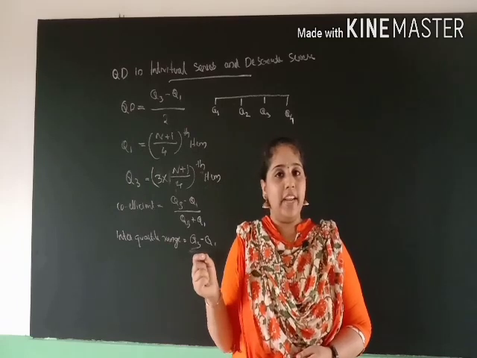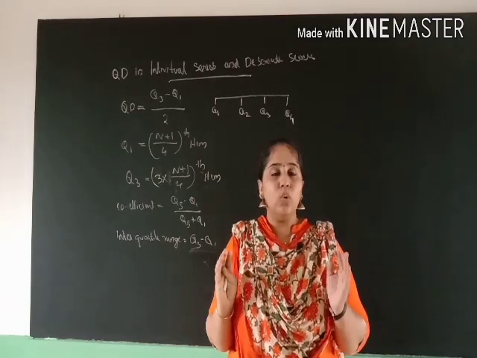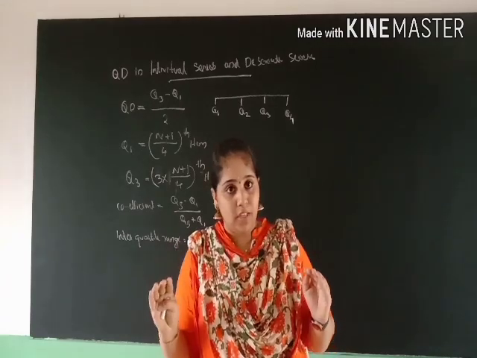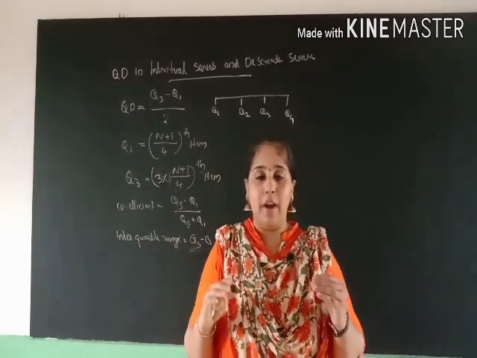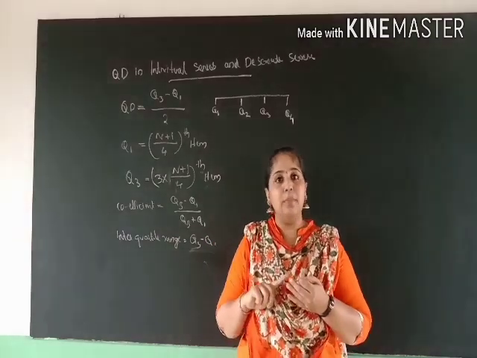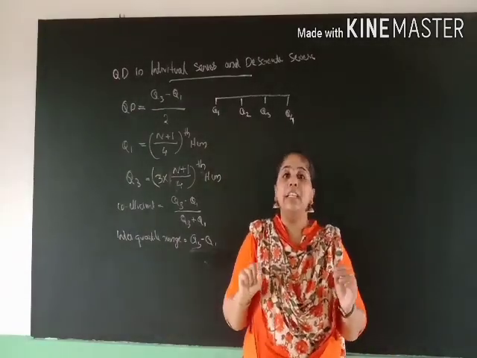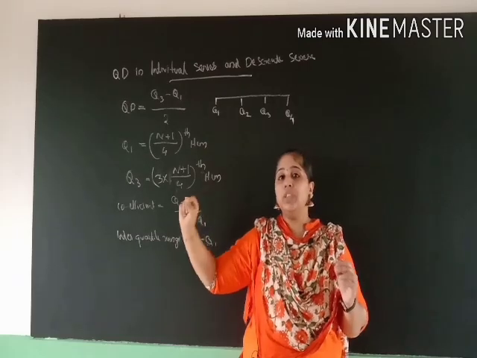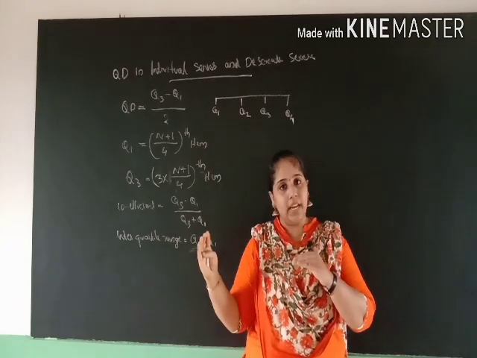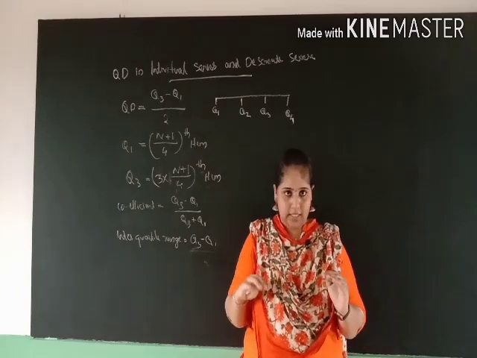Quartile deviation is defined as half of the difference between the third quartile and the first quartile. You know that quartile means 4. That means if we have an observation, we can divide it into 4 parts: the first part is called Q1, the second part is called Q2, the third part is called Q3 and the fourth part is called Q4. Then the quartile deviation will be Q3 minus Q1 divided by 2. That is half of the difference between the third quartile and the first quartile.